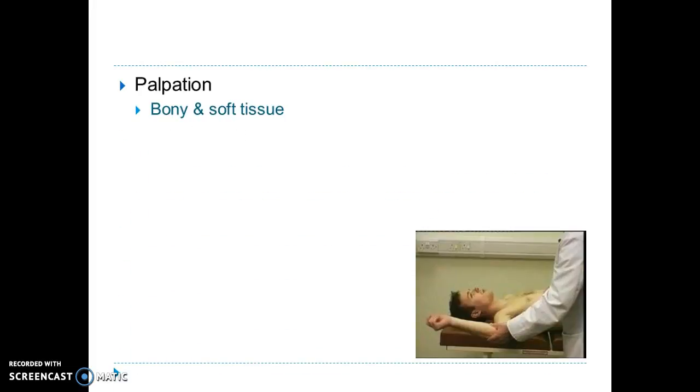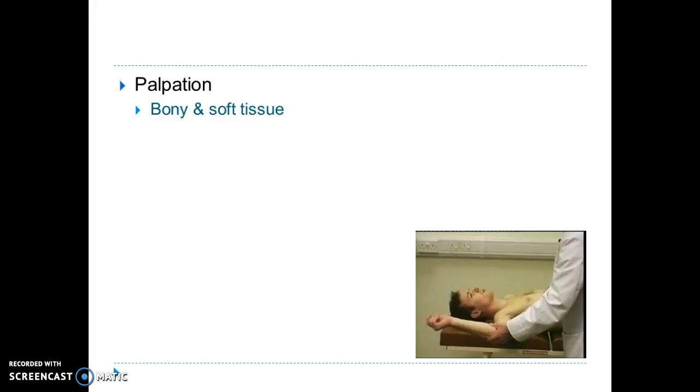Next one is palpation. So palpation is essentially you are putting your hands on the patient or the client and trying to feel for any deformities, any crepitus, any abnormalities. And I want to just palpate these certain areas. I want to palpate bones. I want to palpate muscles, tendons. And I'll make sure that they feel as they're supposed to, okay?